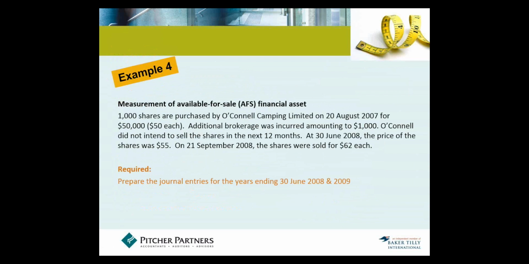Example 4, it's again an AFS financial asset. 1,000 shares are purchased on the 20th of August for $50 each. There was additional brokerage transaction cost of $1,000. They did not intend to sell the shares. It means it's AFS. At 30 June, which is at the end of that year, the price of the shares was $55, so there was an increase. And then the 21st of September, we sold the shares. So what would the journals be?